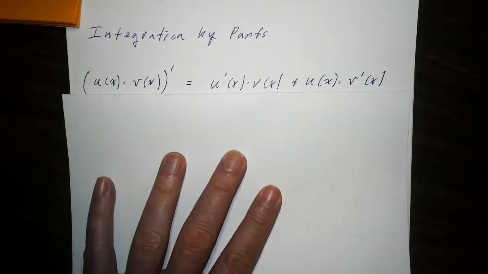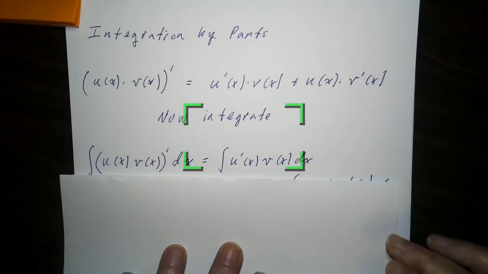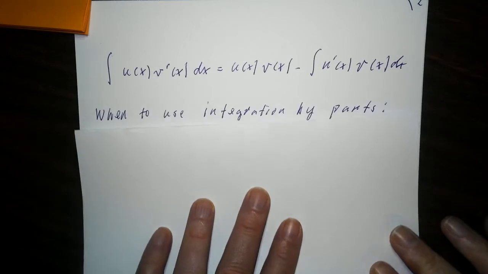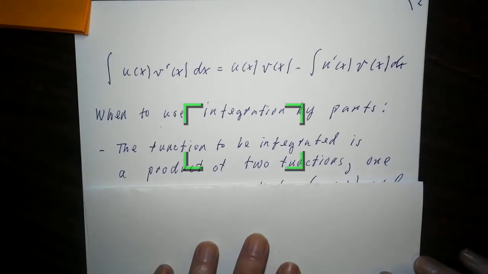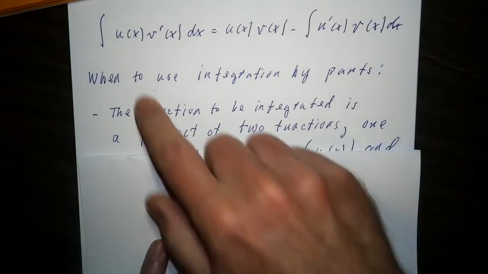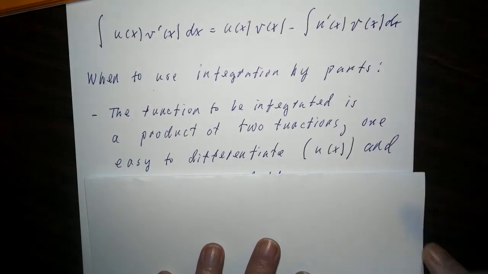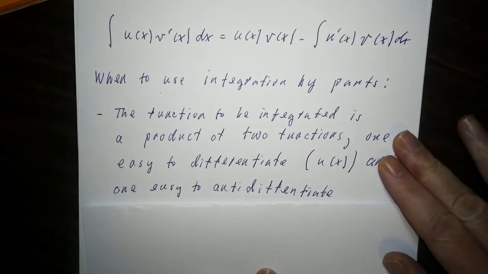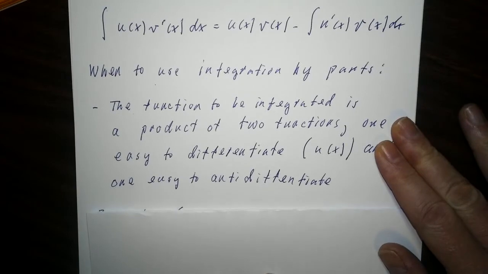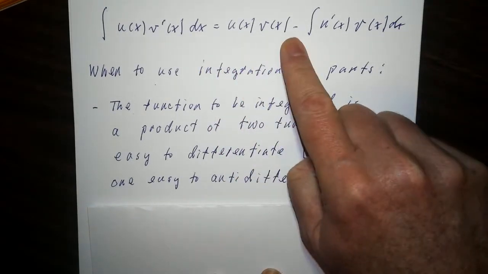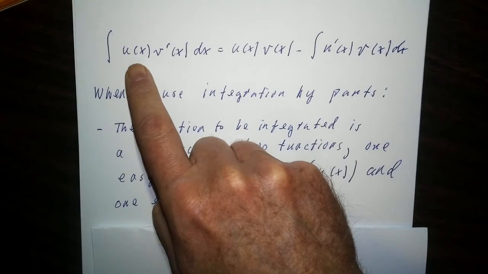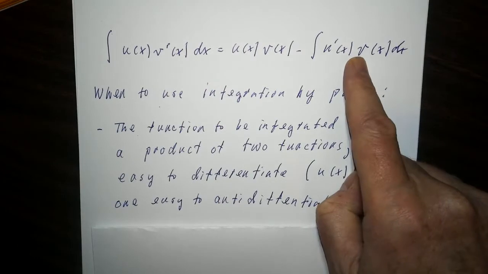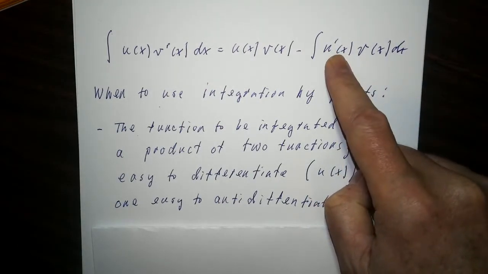So the integration by parts formula is given by this. We use integration by parts when we have a product of two functions, one of which is easy to differentiate, that's u, and one of which is easy to anti-differentiate, and that's v. And if we can easily differentiate u and anti-differentiate v, we can use this formula, and what's important is that the prime switches over to u.